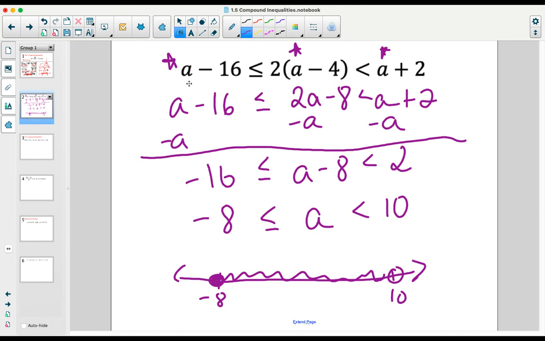Just because the variable appeared 3 different times at the beginning does not mean that I don't have the option to eliminate it from the outsides, center it into the middle of the inequality, the compound inequality, and solve it just like I did the others.